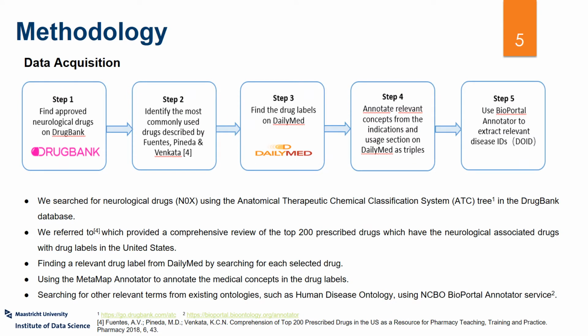We conducted two annotation experiments to get our dataset. The first experiment is that we use some automatic tools to do the annotation. First, we searched for the neurological drugs using the Anatomical Therapeutic Chemical Classification System tree in the DrugBank database. And then we identified the most commonly used drugs described by the paper, which provide a comprehensive review of the top 200 prescribed drugs which have the neurological associated drugs with drug labels in the US. And then we found the drug labels from the DailyMed. And next, we used the MedMap annotator to annotate the medical concept in the drug labels. The last, we used BioPortal annotator to extract relevant disease IDs.